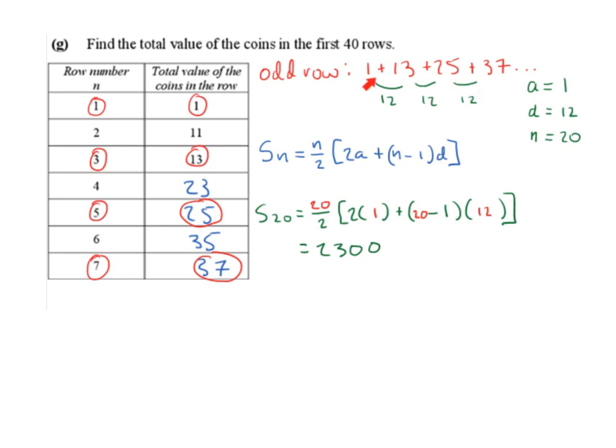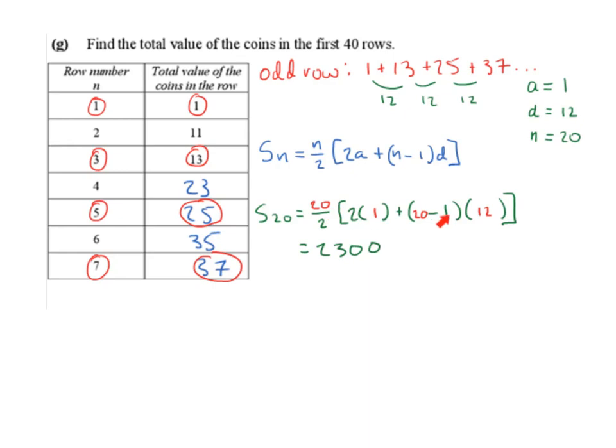So we have 1 plus 13 plus 25 plus 37 and so on. So we use our Sn formula, where a is equal to 1, the first term, d is equal to 12, the common difference, and n is equal to 20, because half of 40 is 20 and half of the rows are odd. So we have Sn equals n over 2, which becomes 20 over 2, multiplied by 2a, which becomes 2 times 1, plus n minus 1, so plus 20 minus 1, multiplied by d, which is 12.